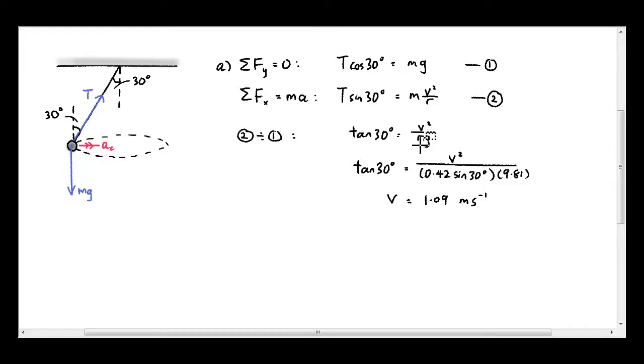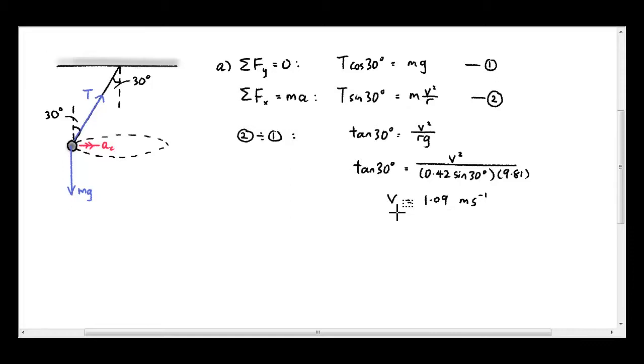The radius here refers to the radius of the circle, which is this length here. For that, we are going to make use of the information that the length of the string is 42 cm. So that would mean that this length here, the radius of the circle, can be written as 42 cm times sine 30 degrees. So this is what goes in here. g is of course 9.81. Bring out your calculator, you will get v to be 1.09 meters per second.